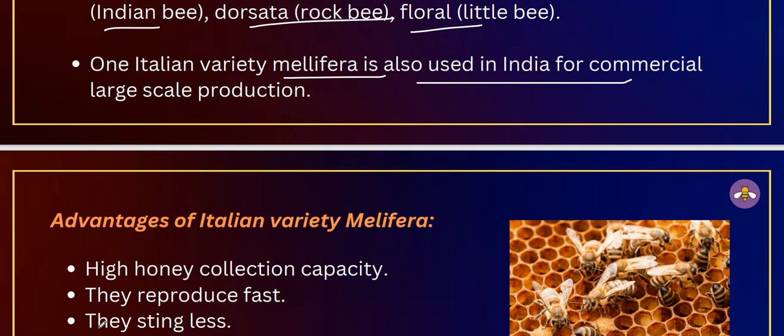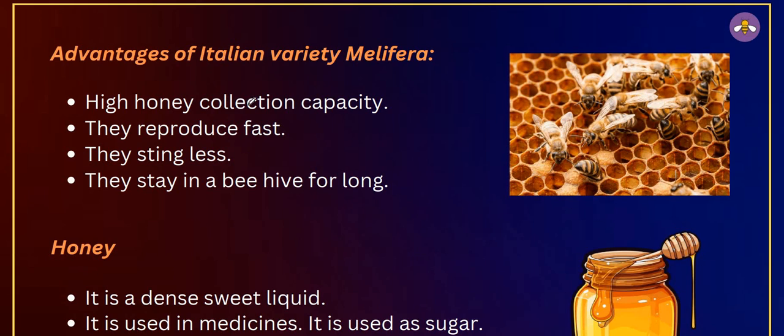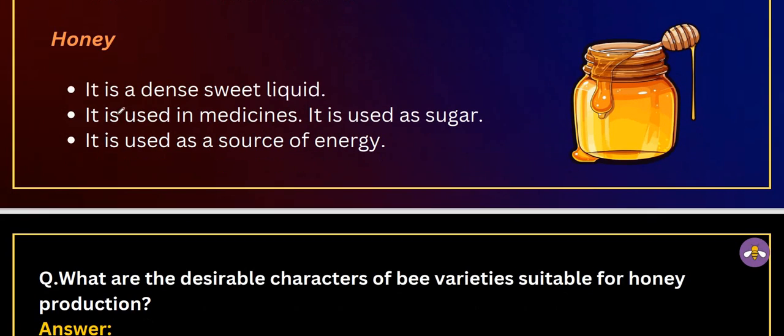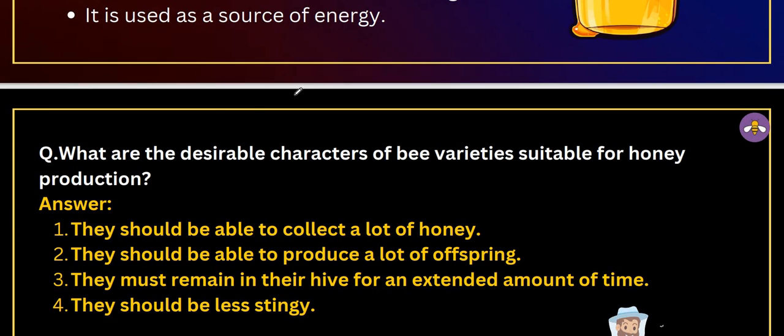Advantages of Italian variety Mellifera. Different breeds of honeybees are reared for commercial purposes. Advantages of the Italian variety, Mellifera: they have a very high capacity of collecting nectar. They reproduce very fast. They are stingless. They stay in the beehive for a long time. Honey is a dense sweet liquid used in medicines. It also contains sugar. It is also used for eating purposes and all. Used as a source of energy.